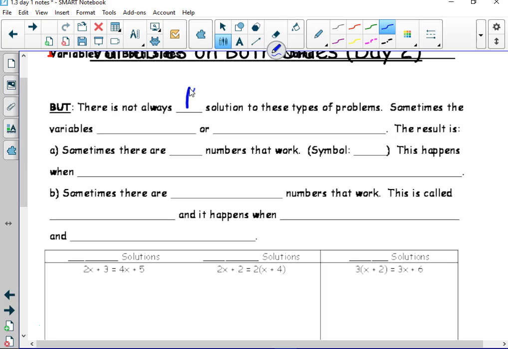Sometimes the variables cancel out. Okay? And we're just going to scratch this out because that's not going to apply. Sometimes the variables cancel out. Okay? The result is sometimes there are 0 numbers that work. The symbol is that, called the empty set.